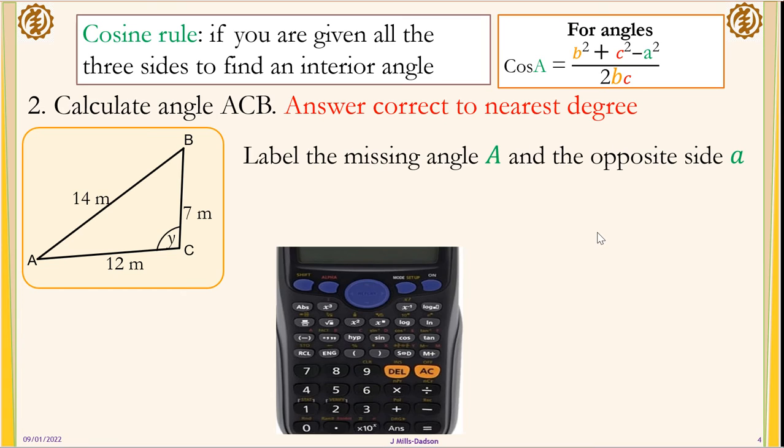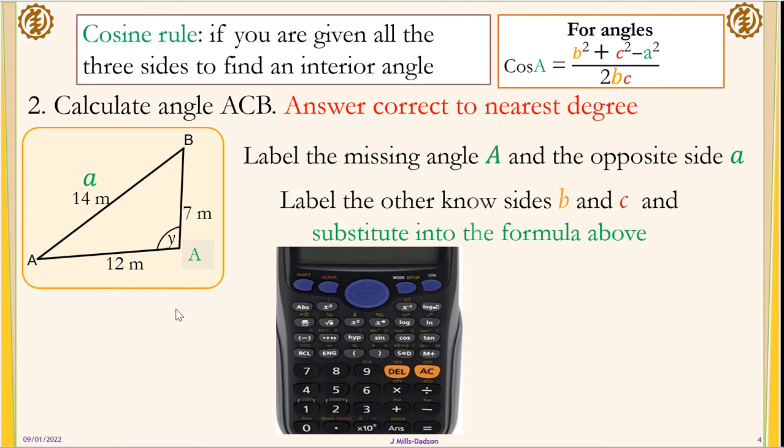So you start again, label the angle big A and the opposite small a. And this will be your B and C. Substitute into the formula. So you're going to have cos y equals 7 squared plus 12 squared minus 14 squared all over 2 times 7 times 12. You just replace it to the formula.